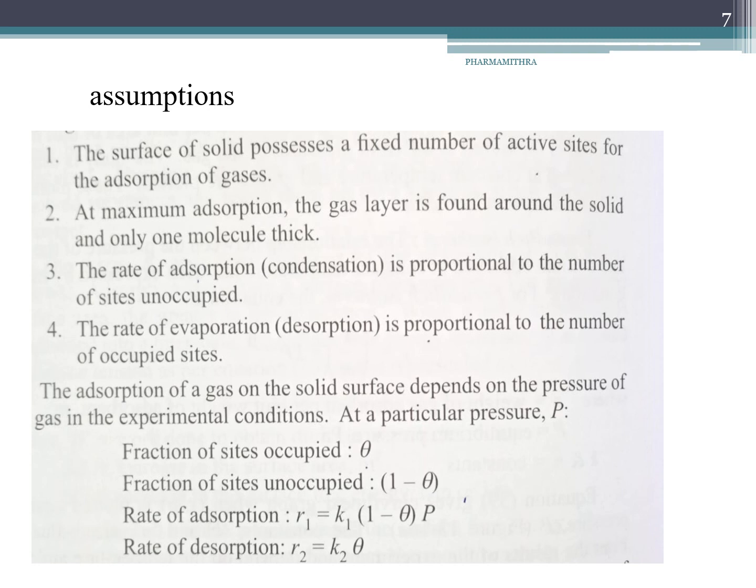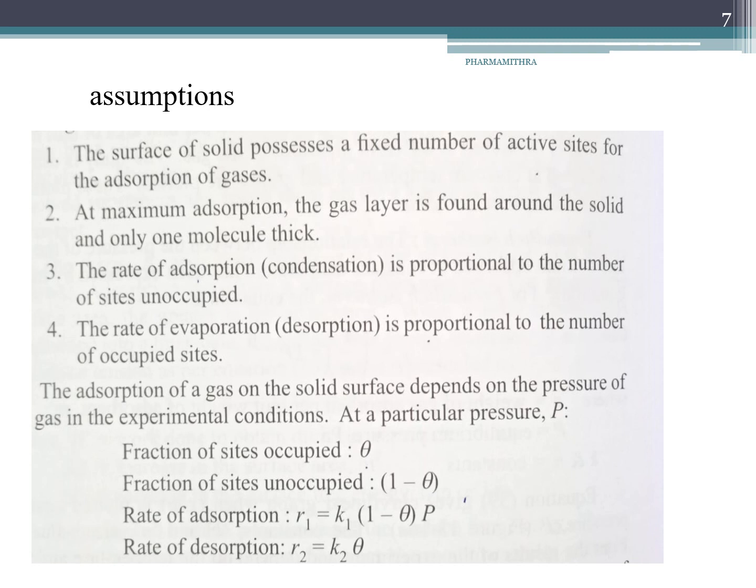First, we assume that the surface of the solid possesses a fixed number of active sites, and at maximum adsorption one molecular thickness, or a monomolecular layer, is formed. The rate of adsorption, which we call condensation, is proportional to the number of unoccupied sites, and the rate of evaporation is proportional to the number of occupied sites. These are the two main assumptions, and we carry this out at a particular pressure.